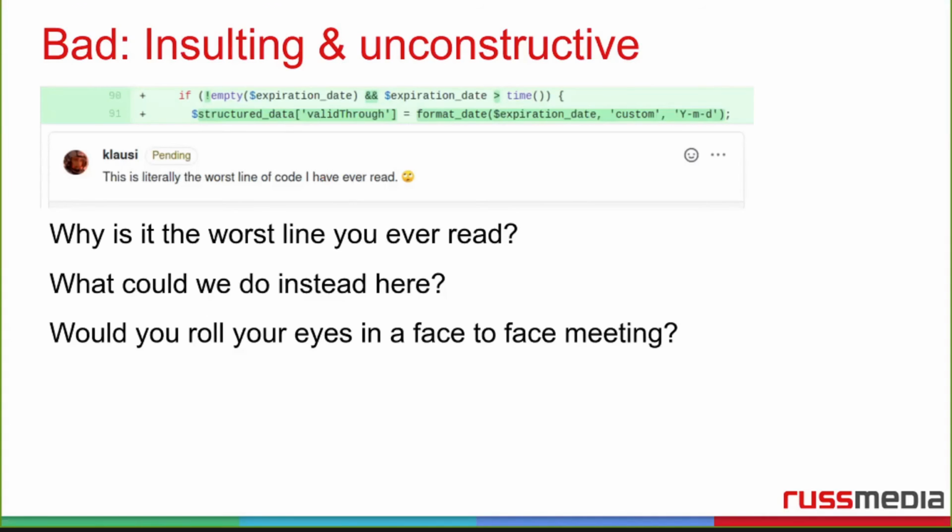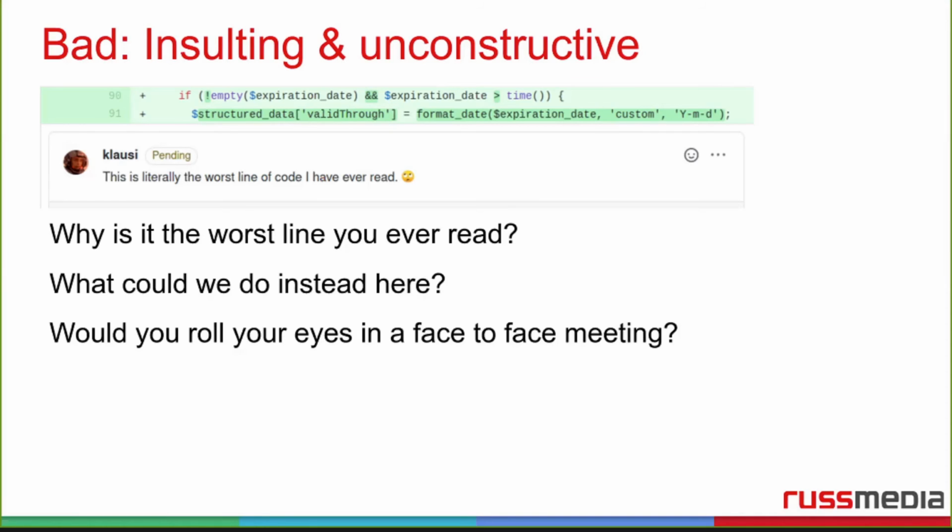So let's look at a bad example here. Something insulting and unconstructive. Klausi reviewed this pull request, but he wrote, "This is literally the worst line of code I have ever read." And he added the rolling eyes emoji. Yeah, what do you think about that? I'm not really happy with this comment.